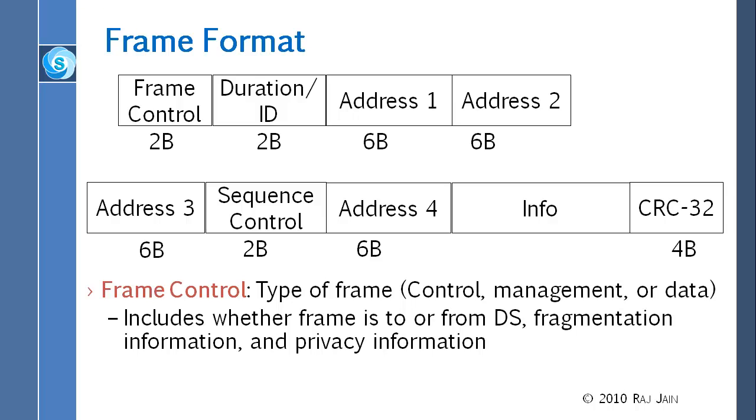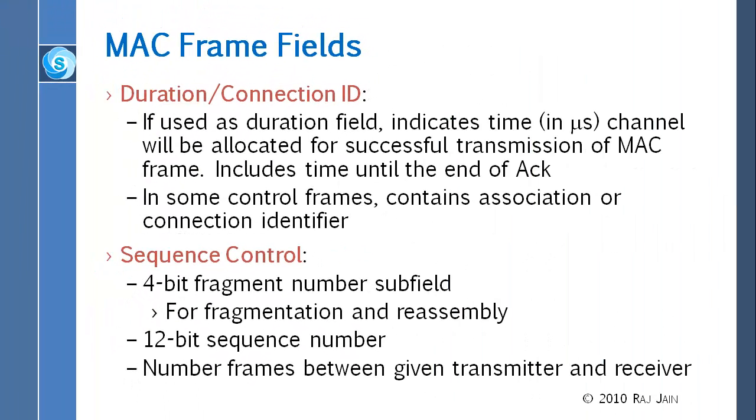But first thing is the frame control. Frame control is simply the type of frame, whether it is a management frame, control frame, acknowledgement, what it is. Right? And it also indicates whether it is coming from the distributed system or it is going to the distributed system, and so on and so forth. So that is just the frame control. And then the duration, and then the address 1, 2, 3, and 4, right?